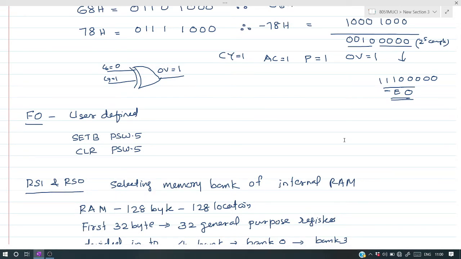Next flag is the user-defined flag F0. Based on programmer requirement, this bit can be set or reset. It can be used to turn on or off a particular device like an AC. It requires only one pin in order to turn on or off by sending 1 or 0 through that pin. It can be set using the instruction SETB PSW.5 and it can be cleared by means of the instruction CLR PSW.5.